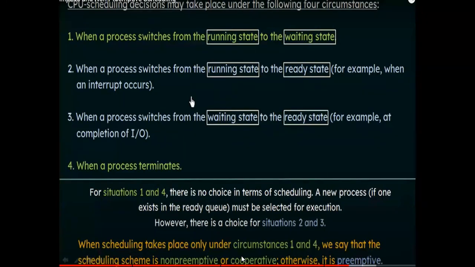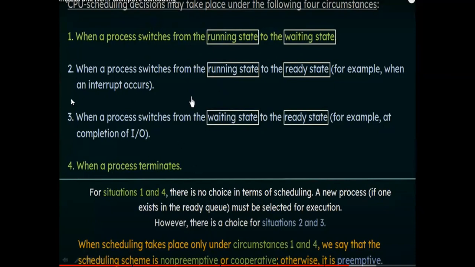One of four circumstances can occur. First, when a process switches from the running state to the waiting state. Second, when a process switches from the running state to the ready state, for example, when an interrupt occurs. Third, when a process switches from the waiting state to the ready state, for example, at the completion of the I/O. Fourth, when a process terminates.